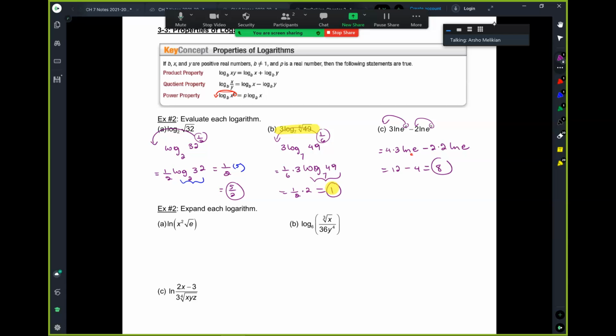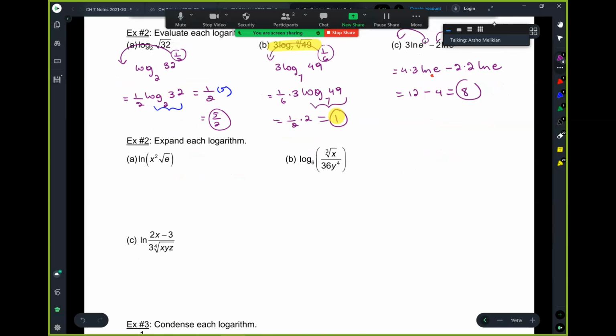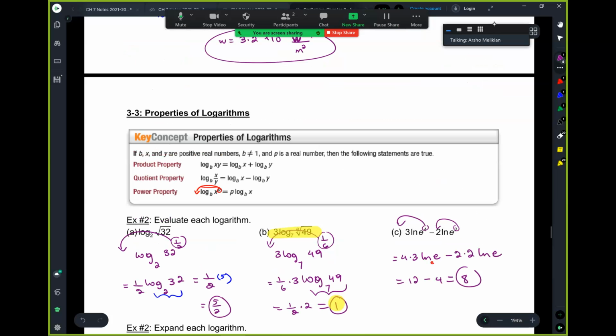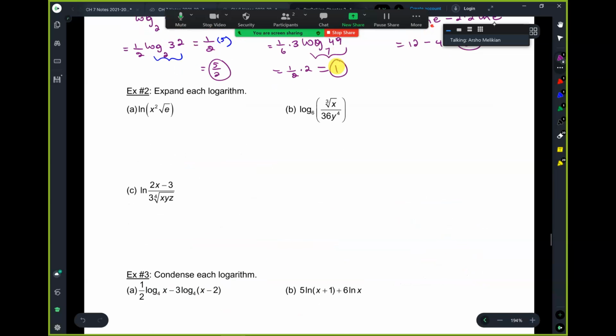Okay. So let's move on. And we want to expand this stuff here. To expand a logarithm, we're going to use this property. If you have log of x times y, it's going to be log of x plus log of y. However many elements you have inside your log, that's how many logarithms we're going to end up with. So here I have 2 elements. That means I'm going to end up with 2 logarithms. So it's going to be ln of x squared plus ln of root e.